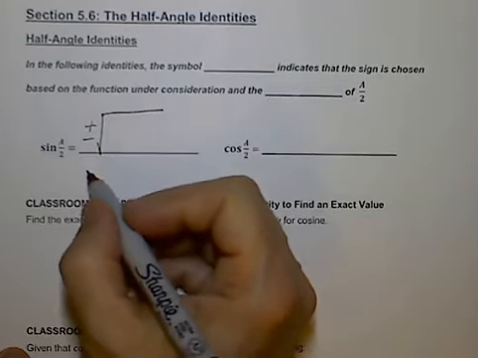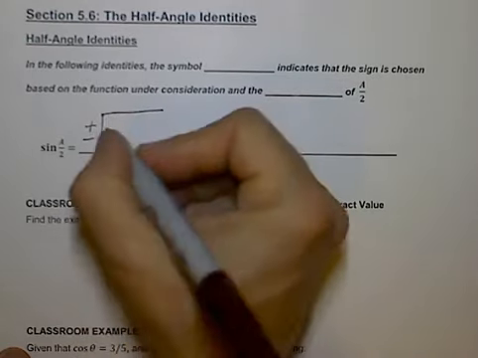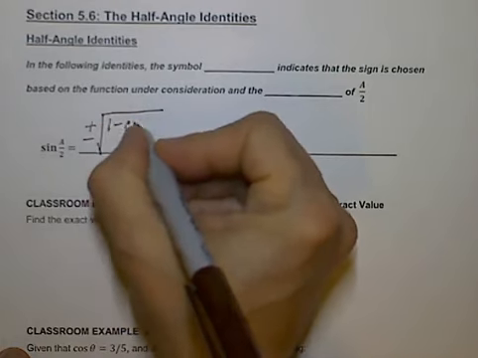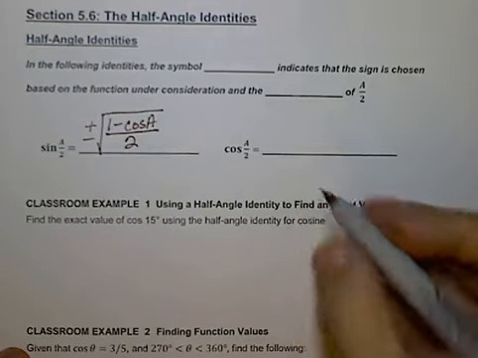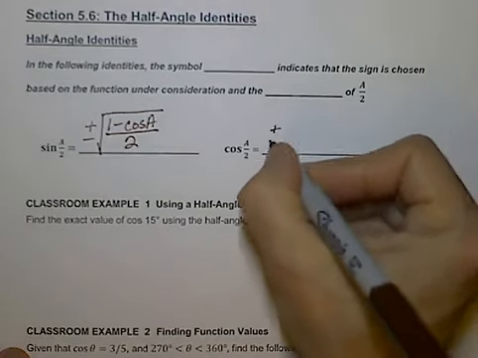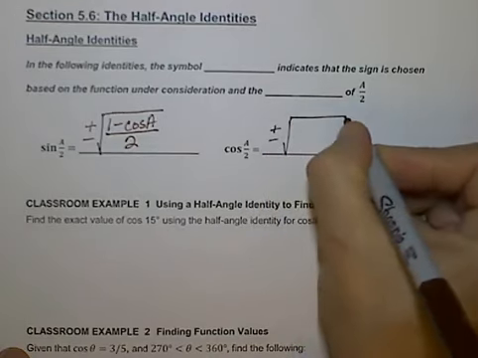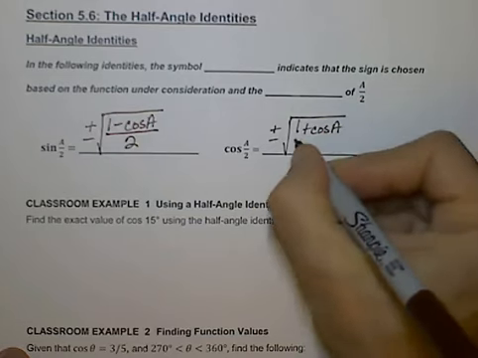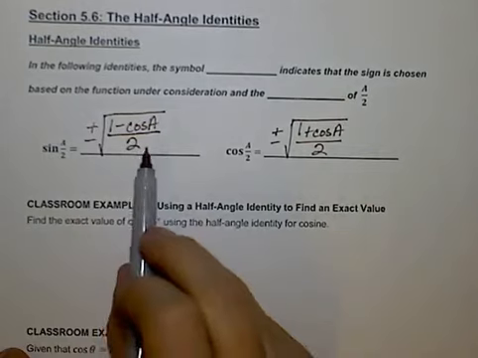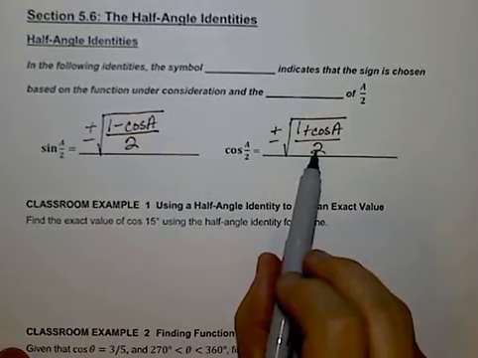For sine of a over 2, we have plus or minus the square root of 1 minus cosine a over 2. For cosine of a over 2, we have plus or minus the square root of 1 plus cosine of a over 2. So these two are very similar. It's kind of hard to remember which one is which.